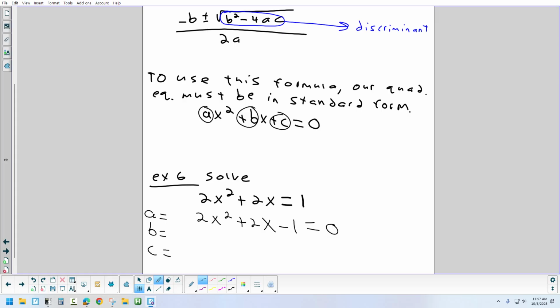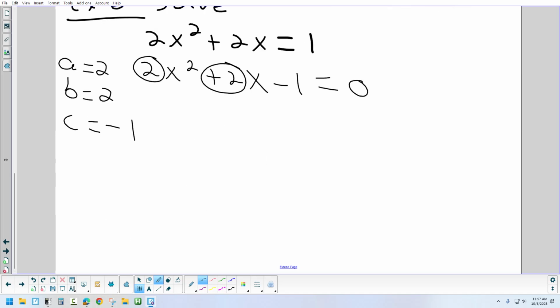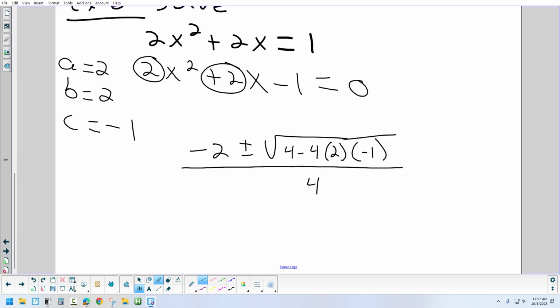What's A in this case? 2. That number. What's B? B is also 2. That's just a coincidence. And what about C? -1. Okay. Let's fill that all into the quadratic formula. And we get -b plus or minus the square root of b squared minus 4ac all over 2a. Now we're going to be subtracting a negative.